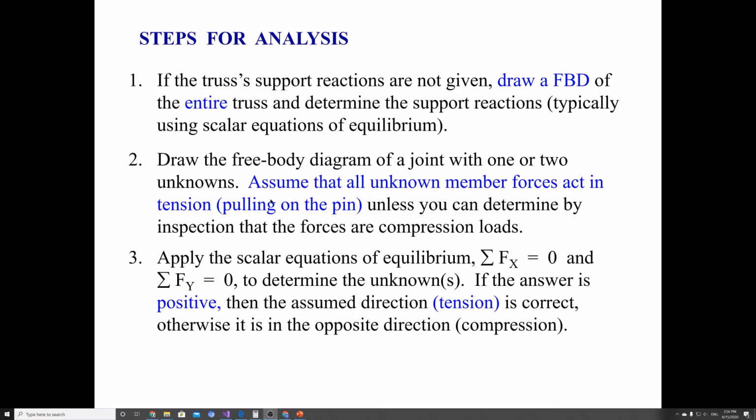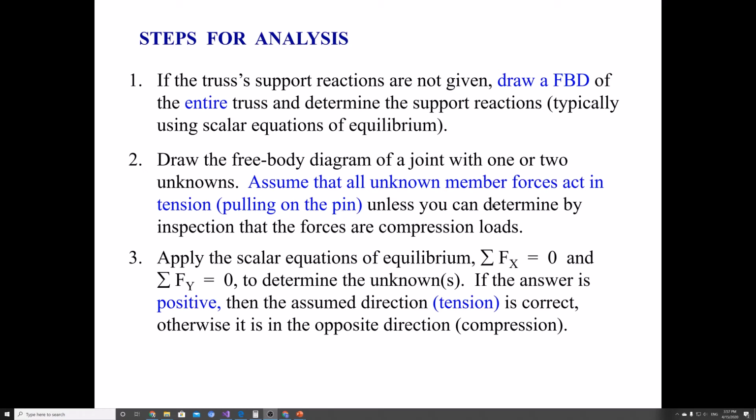The next thing you do is draw a free body diagram of a joint. You assume all the unknown forces act in tension, pulling on the pin. So what we could do is define the direction, and you can define them as being tensions.